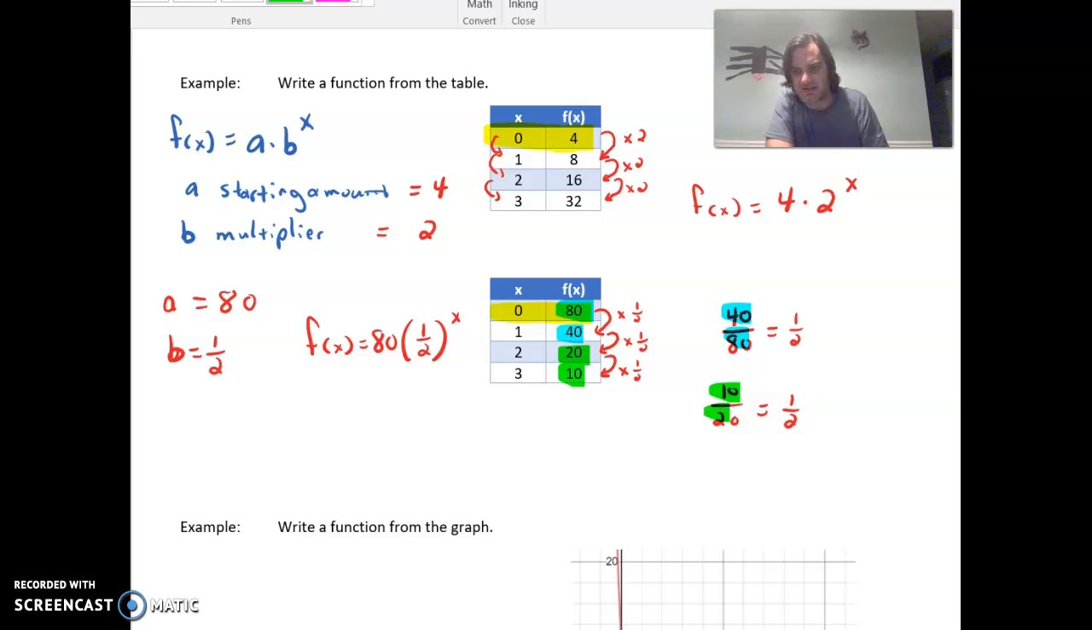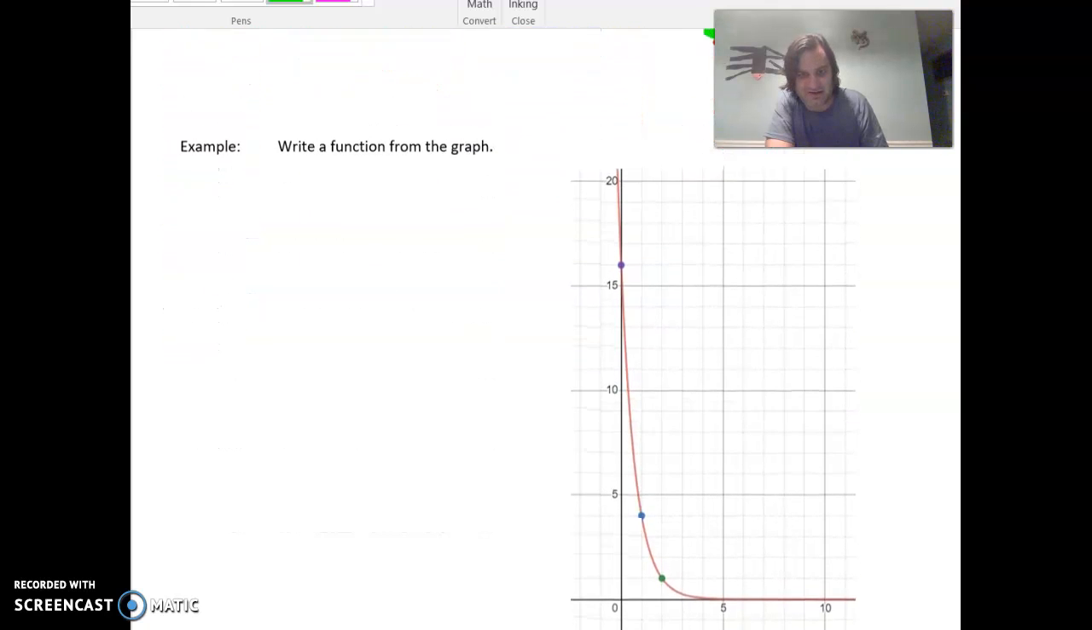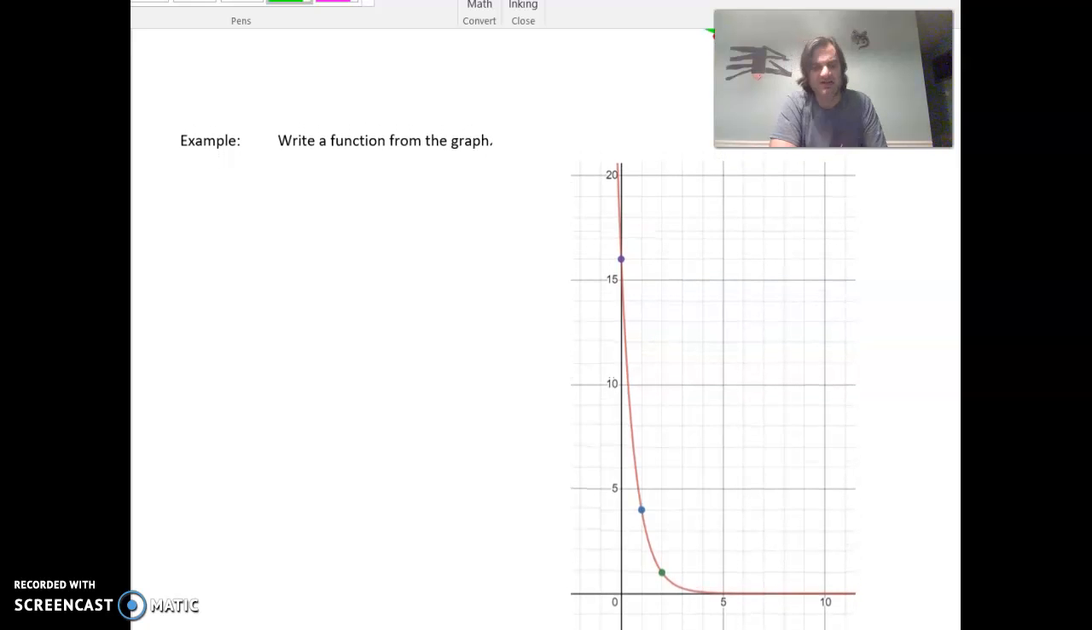Alright, so let's see if we can do that with something else. Oh, here's a graph. Let's see what we can get out of the graph. So we're going to write a function for the graph. So let's see here. The two things we need are the starting amount. So when x is 0, way up here, the starting amount, so f of x equals a times b to the x, the starting amount is 16.